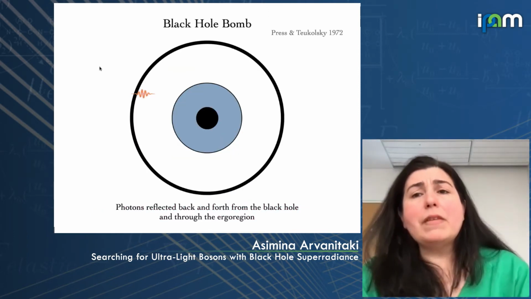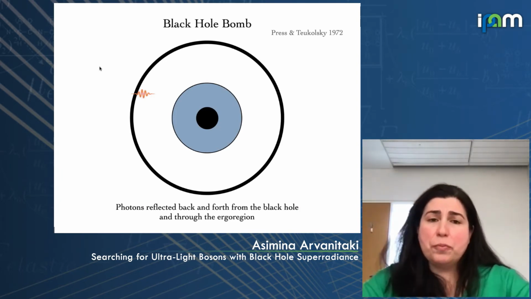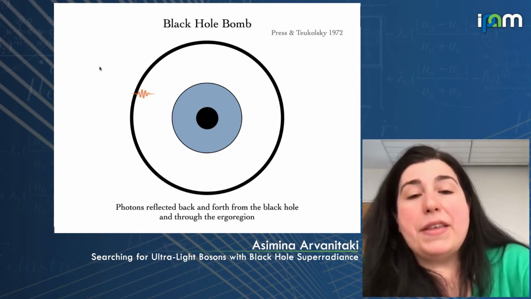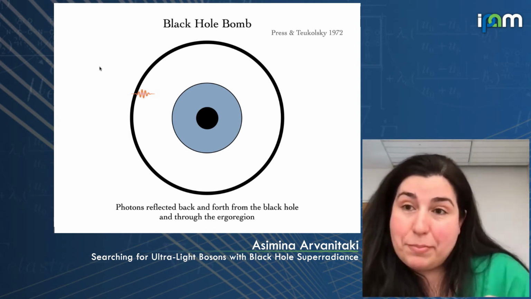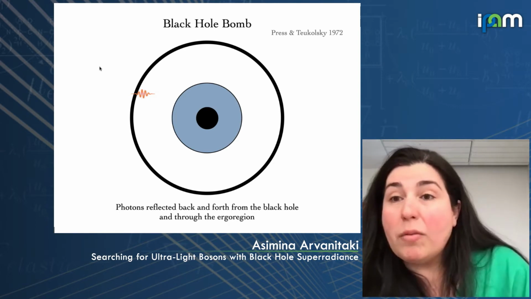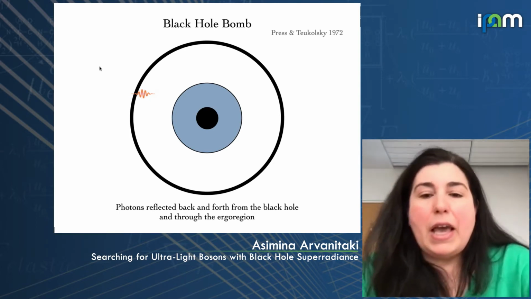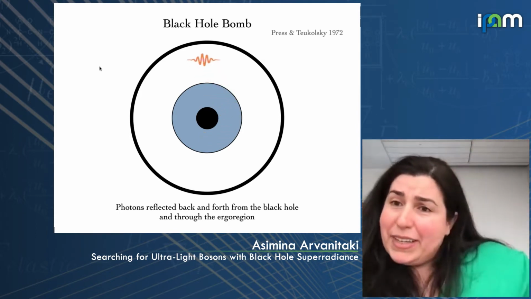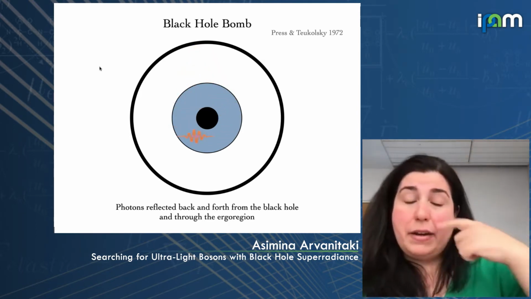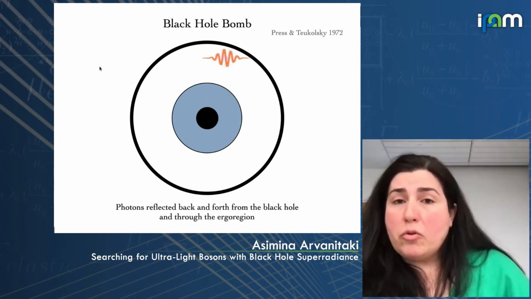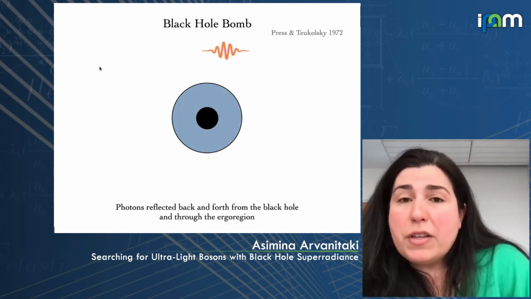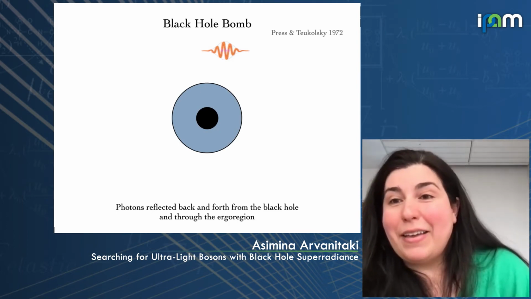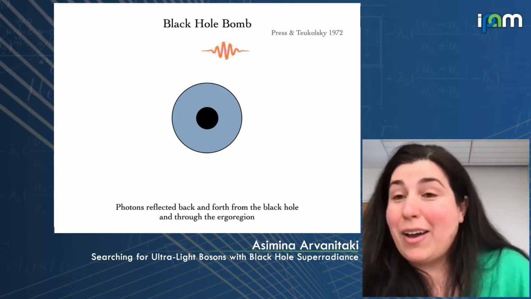Now, back in 72, Press and Teukolsky wrote a very nice paper where they say, well, let's repeat the scattering experiment, but now let's surround the black hole by a perfectly spherical mirror. So when you do that, the wave gets amplified by every single reflection. Eventually, the amplitude grows exponentially. And because of the larger radiation pressure, the mirror can explode. So this is what they, in a very cute way, call the black hole bomb.